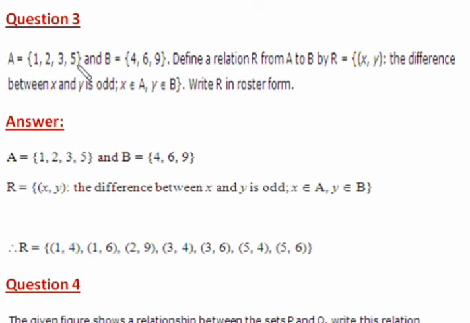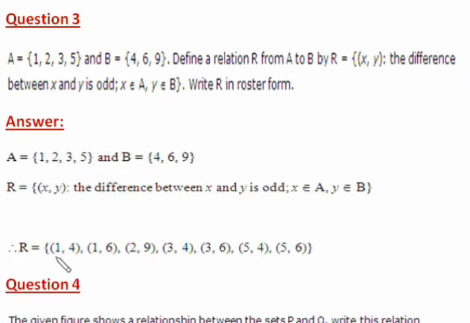A is equal to {1, 2, 3, 5} and B is equal to {4, 6, 9}. Define a relation R from A to B, (x, y), where the difference between x and y is odd. We consider only those pairs of elements whose difference is odd, meaning whose difference is 1, 3, 5, like that.